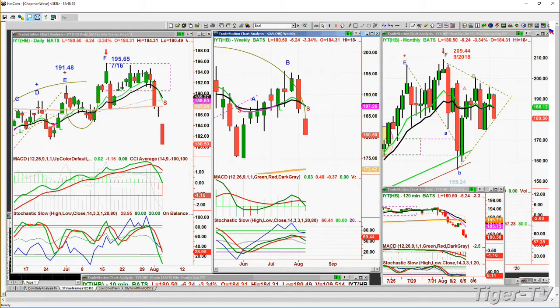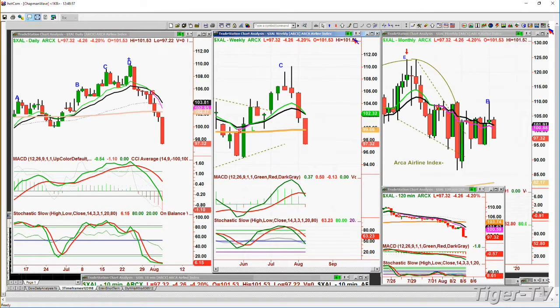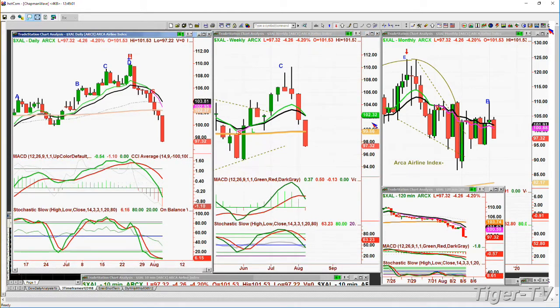XAL is with crude oil down. XAL couldn't care. Peak D in the Chapman Wave weekly chart. Only a peak C in the daily chart. Only a peak C in the weekly, but it's a retracement one, and it's breaking right now the key support in the transports. So in the airline index, the ARCA index, down 4.28 to 97.31. This is really ugly stuff.